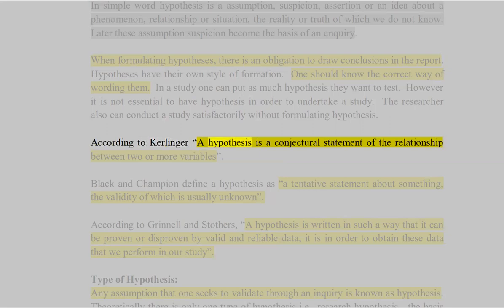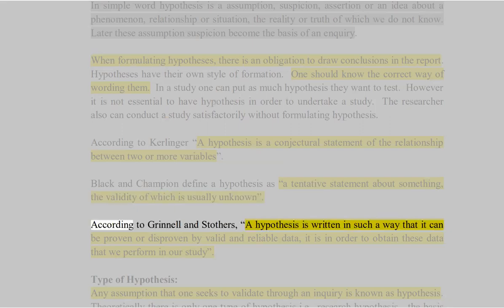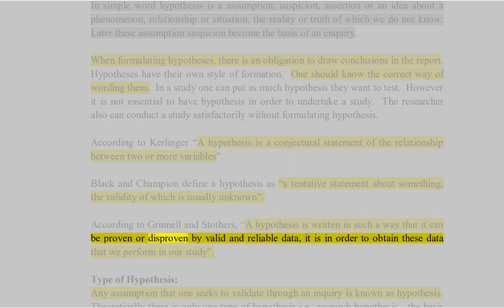According to Kerlinger, a hypothesis is a conjectural statement of the relationship between two or more variables. Black and Champion define a hypothesis as a tentative statement about something, the validity of which is usually unknown. According to Grinnell and Stothers, a hypothesis is written in such a way that it can be proven or disproven by valid and reliable data. It is in order to obtain these data that we perform our study.